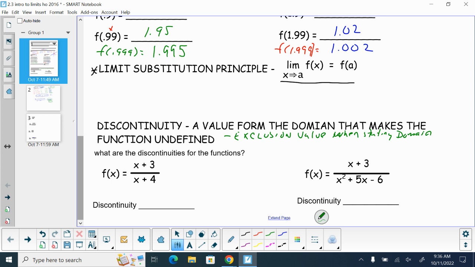If I take a look at my first function here, f of x equals x plus 3 over x plus 4, what would be our discontinuity? What makes our function undefined here? Sure, x equals -4. What would our discontinuity be over here in the second one? What makes our function undefined, which is, what makes our denominator equal to 0?